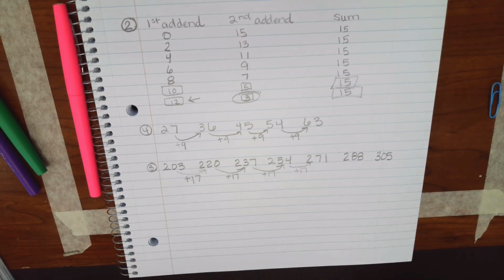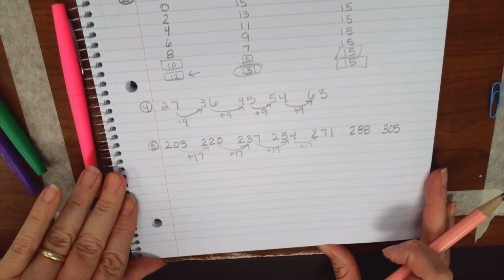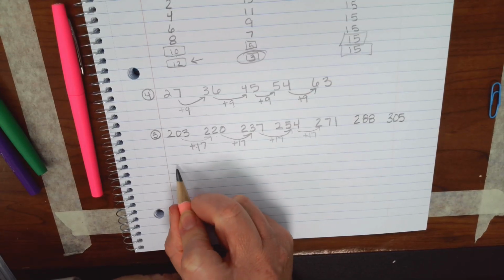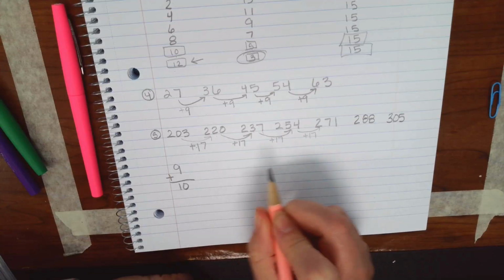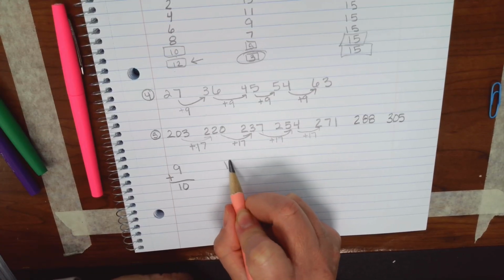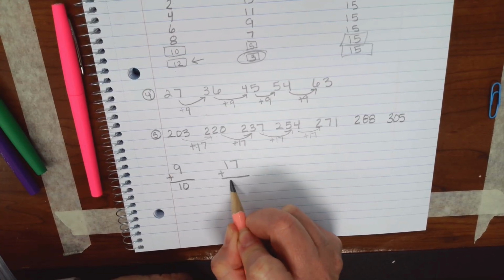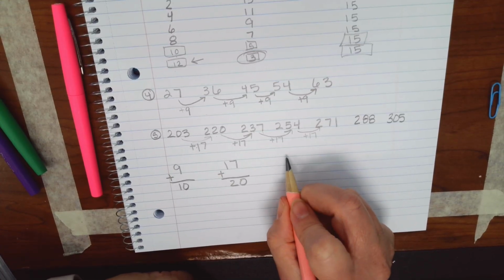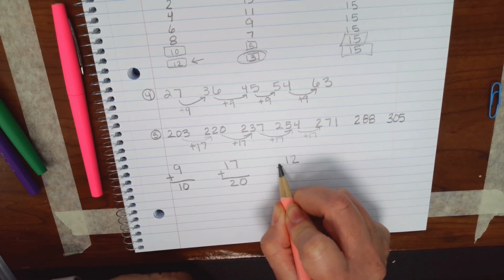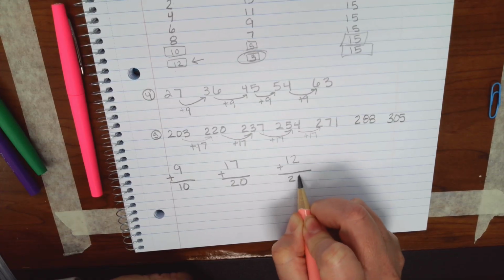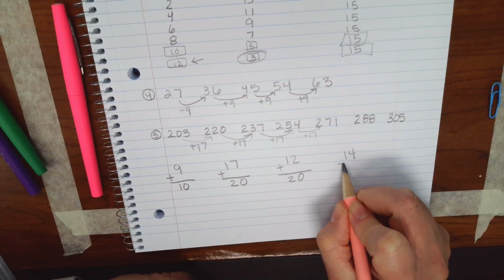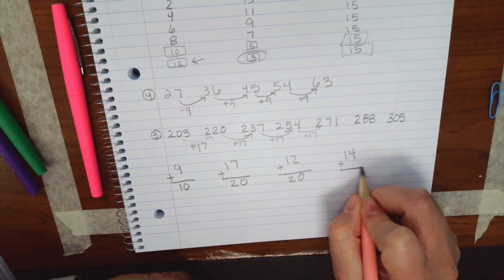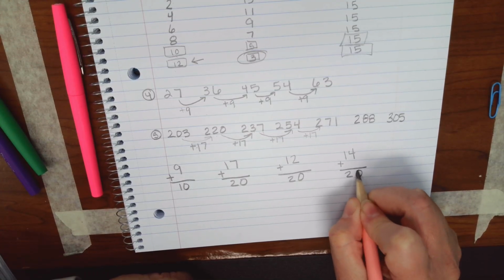Alright, so we're getting close to the end of the amount of time on the video. So I want to do some quick review questions at the end. If I have 9, what do I add to it to get to 10? If I have 17, what do I add to it to get to 20? If I have 12, what do I add to it to get to 20? If I have 14, what do I add to it to get to 20?